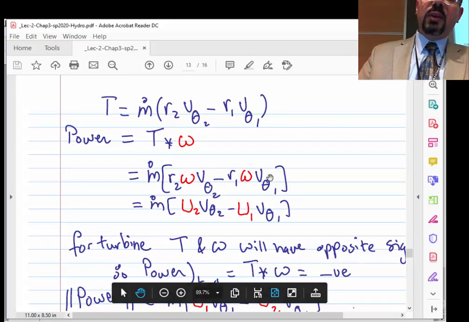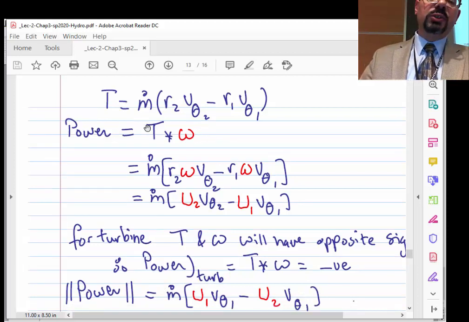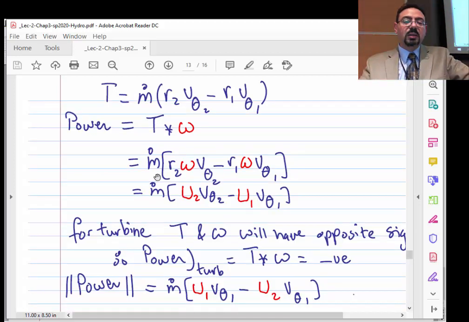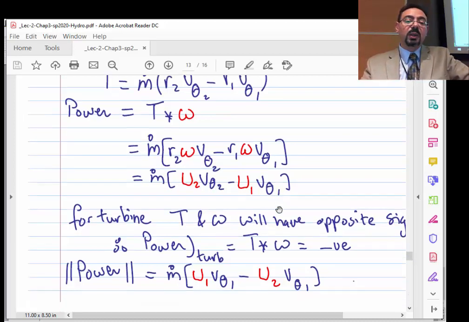So if we are after the velocity, we still have one equation. There's nothing else but this equation. And for the power, multiply by omega. Sometimes people write the omega inside, so they end up with this: u2 v theta 2 minus u1 v theta 1. Okay, to calculate the power.